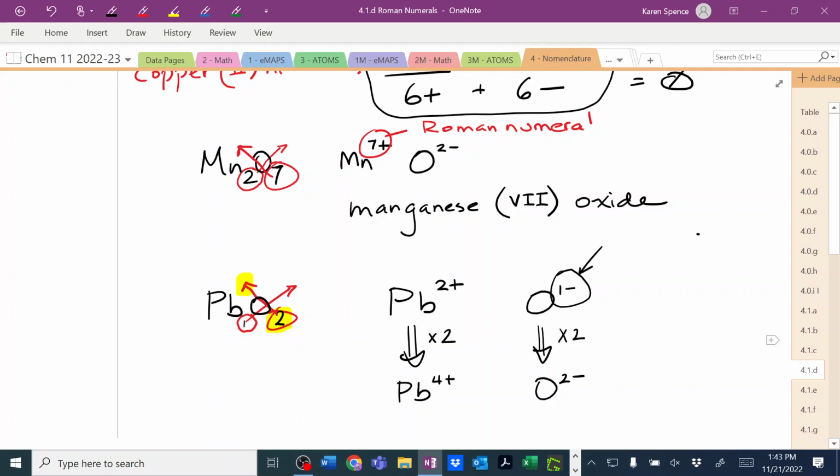So we have a metal and a non-metal, so no prefixes. Okay. And same thing for this one, actually. Metal, non-metal, no prefixes. But other than that, it's looking good.